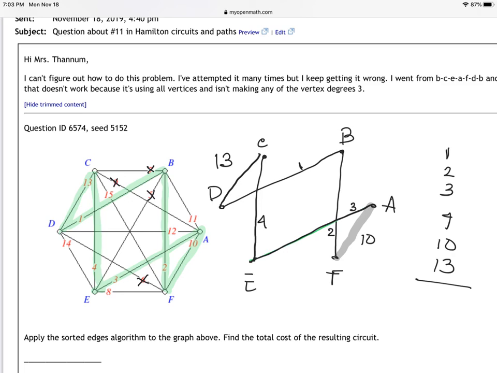I hope that helps, and I hope you understand what we did there and why we couldn't use some of those edges. Remember, you don't want to make a degree of 3, or you don't want to complete a circuit unless every single vertex was visited, okay?